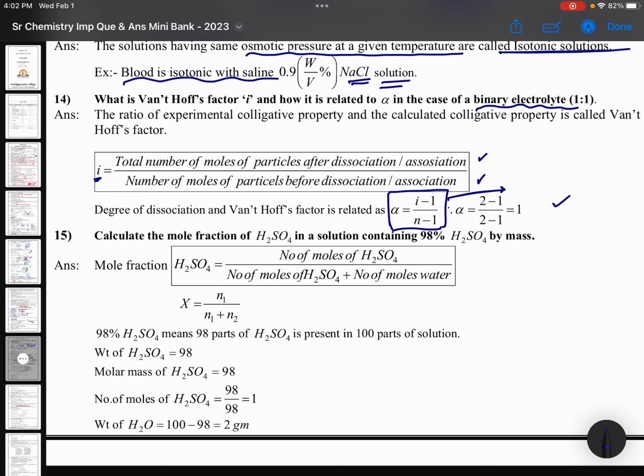And he is asking 1:1 ratio. 1:1 ratio means 2 ions are formed, so i is equal to 2. 2 minus 1 by 2 minus 1, that is equal to 1. That means 100% dissociation. No need of this point, not much important. This is important: the ratio of experimental colligative property and the calculated colligative property is called Van't Hoff factor. So you can say i is equal to experimental colligative property by calculated colligative property. Remember like this.